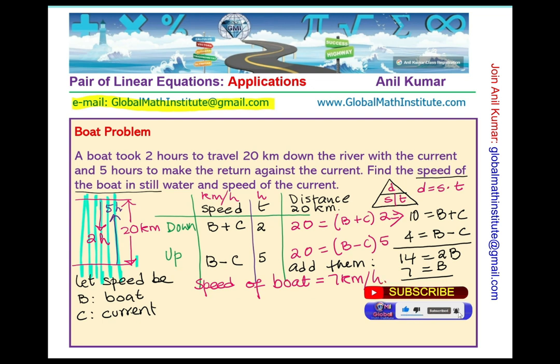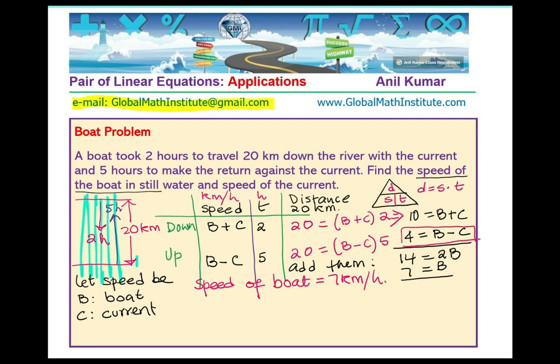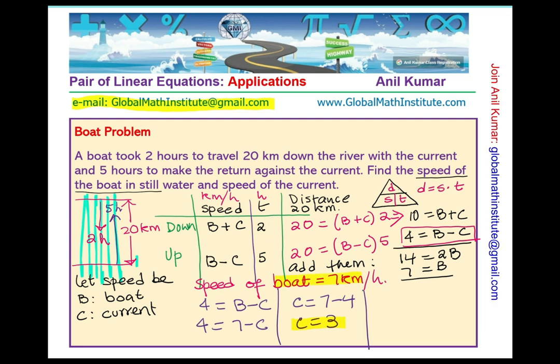Now, once we know the speed of the boat, we can use any one of these equations and find the speed of the current. For example, we have this particular equation saying 4 equals b minus c. If I use this, 4 equals 7 minus c. Or we can rearrange and write c equals 7 minus 4, or c equals 3.